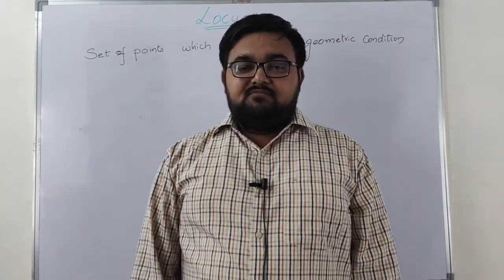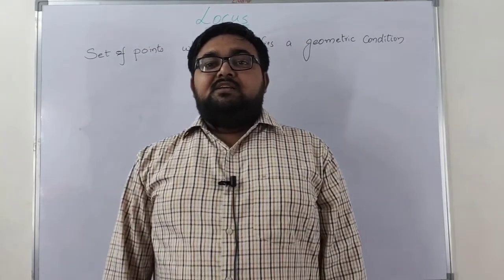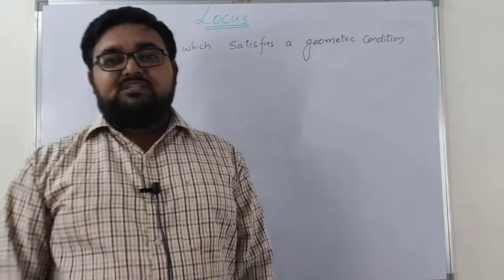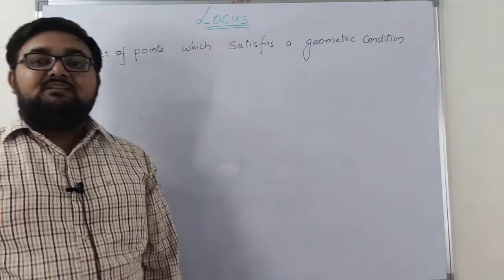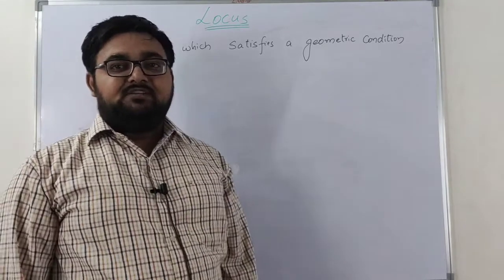So in this video, I am going to start the chapter of 1B intermediate. The chapter name is nothing but locus. So what is meant by a locus? Locus is nothing but a set of points which satisfy a given geometric condition.